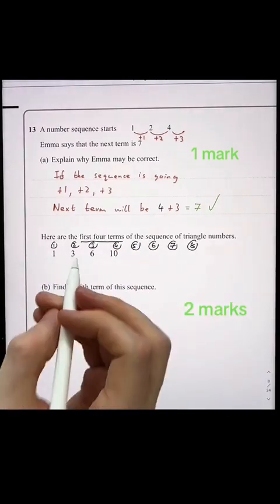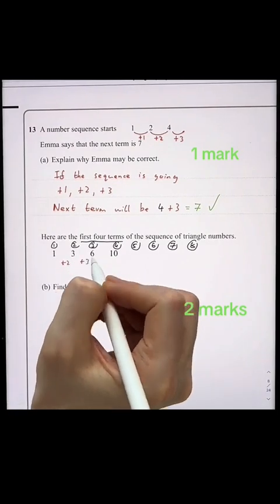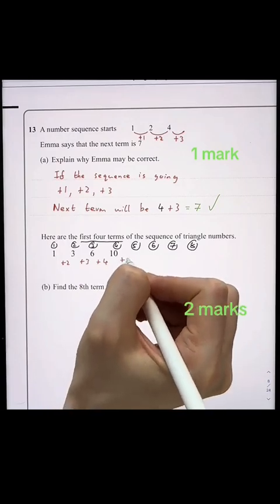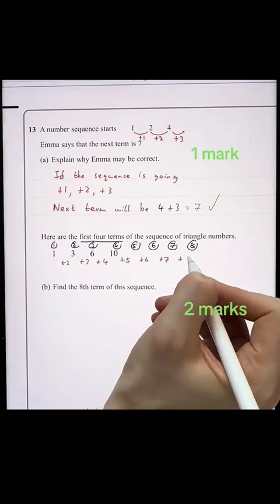Looking at the pattern, how do I get from 1 to 3? I'm adding on 2. From 3 to 6, I'm adding on 3. From 6 to 10, I'm adding on 4. So next I'm going to add on 5. The next time I'm going to add on 6. Next time I'm going to add on 7. The next time I'm going to add on 8.